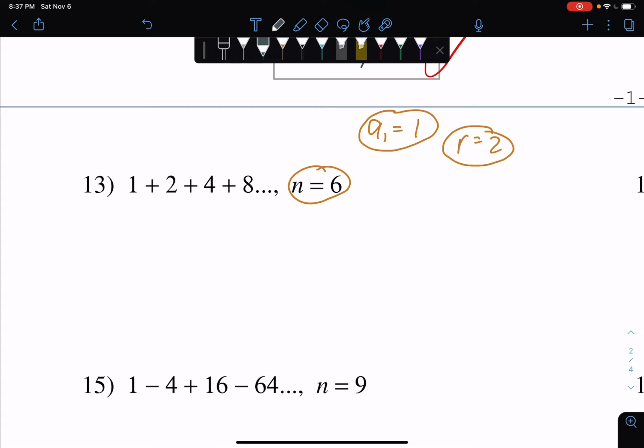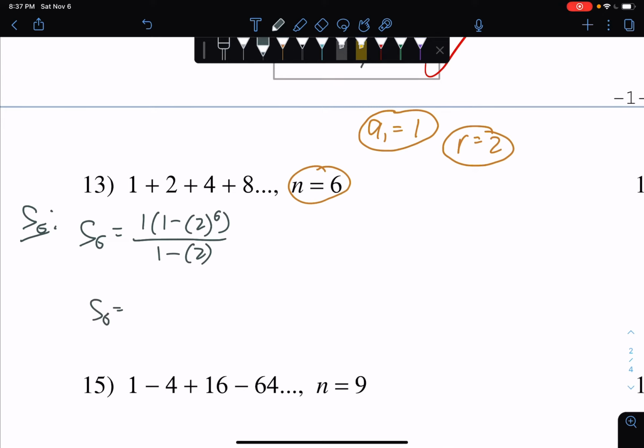In that case, how many terms? I mean, we don't really have to count it anymore. It's simple, so we know what it is already. What we're trying to find therefore is S sub 6. S sub 6 is equivalent to a sub 1 times the quantity 1 minus r raised to 6 divided by 1 minus r.